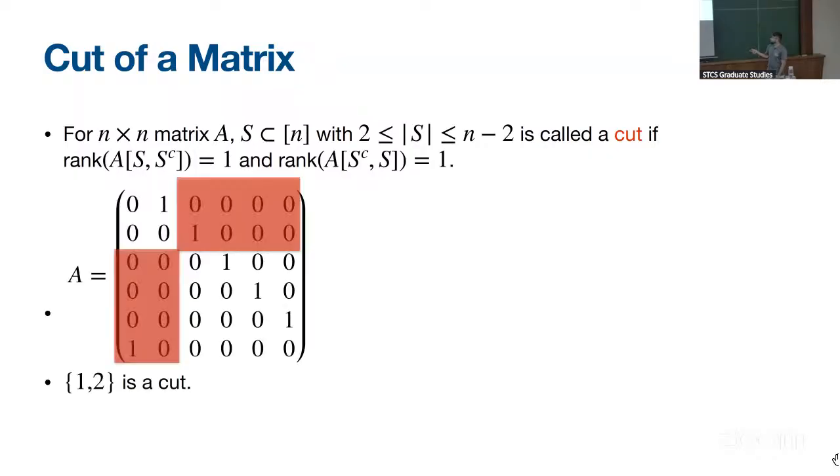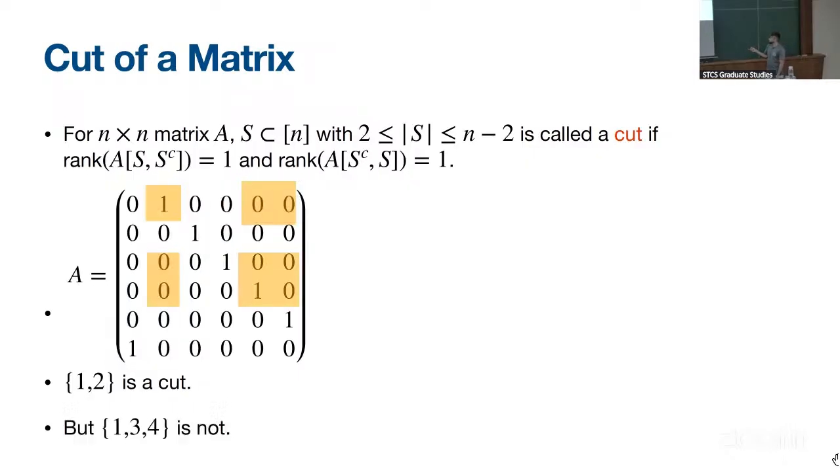So here is an example. This is the matrix A, and we are considering this subset 1 and 2. The first submatrix corresponds to this rectangle, and the second submatrix corresponds to this rectangle. And these two matrices have rank 1 because there is only one non-zero entry. Now let's look at another set which is not a cut. The first submatrix corresponds to this orange block, and this orange block does not have rank 1. So this is not a cut.